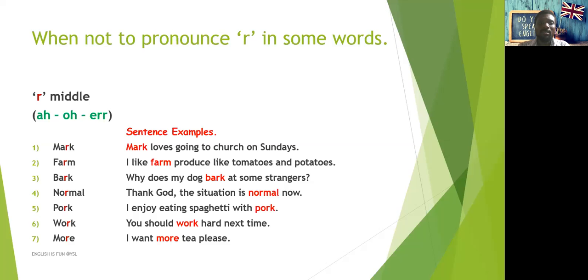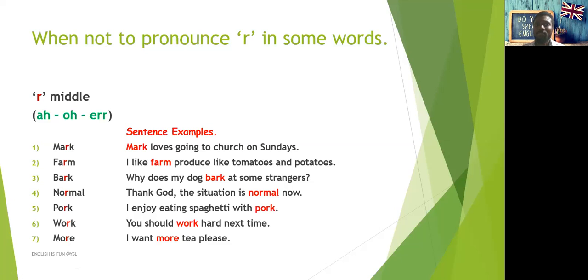I have the word list, 1 to 7, and I also have sentence examples so that it makes more sense. The first one is mark. You're not going to say the R sound; that's not going to be correct. Mark is a subject, it's actually a noun.